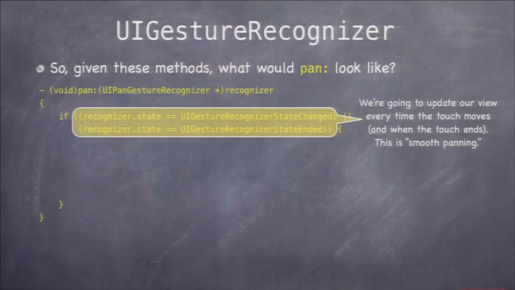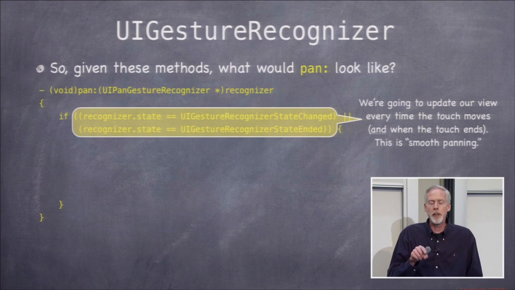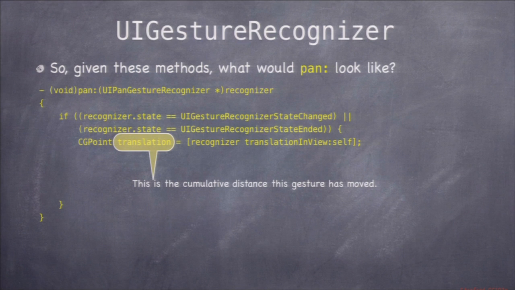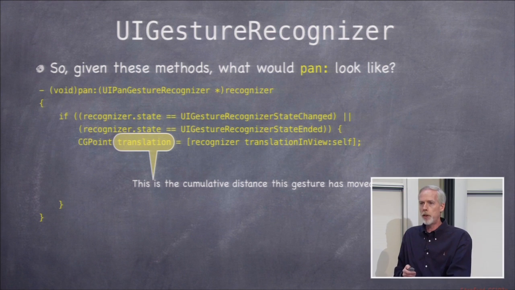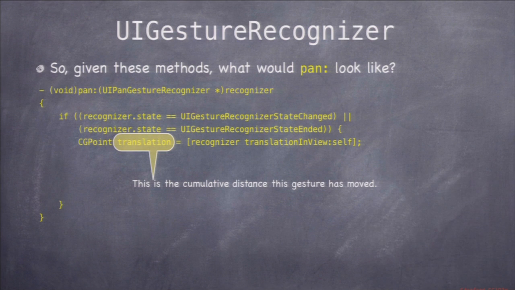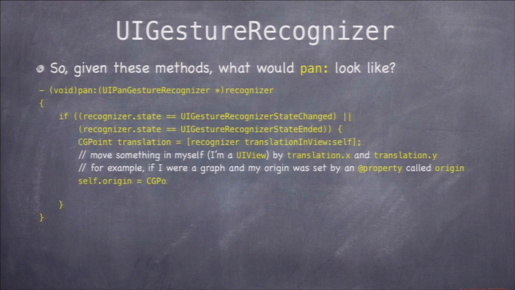All right, so what would pan look like, given that we have those methods that the concrete class provides? I'm probably not going to do anything when the finger first goes down, because nothing has really changed yet. But as soon as it starts changing, or when the finger goes back up, I'm then going to update something inside my view based on where this new position is. I'm going to get that new position by asking the pan gesture recognizer what the translation is in the view self. Okay? The reason we specify the view when we ask for the translation is because we need a coordinate system. We've got to know what coordinate system we're talking about this translation being in. Right? So self in this case, because pan: is in a view.